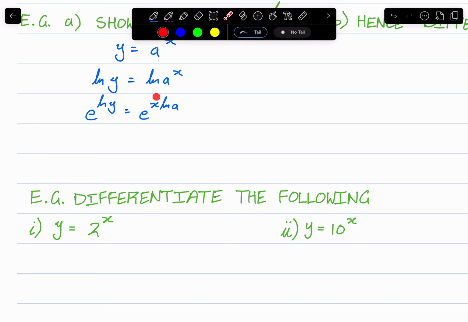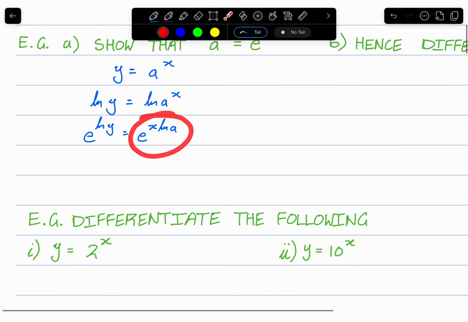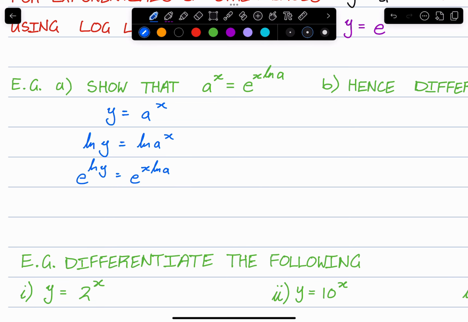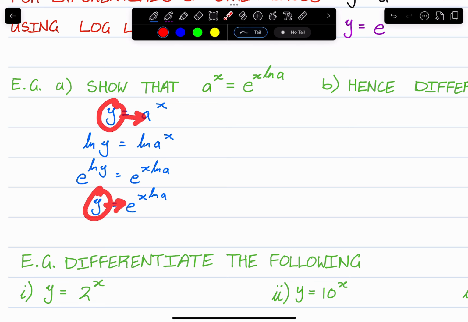Now, normally we would move this back and cancel the e and the ln, but we're going to leave the right-hand side in this form so that it looks just like this. But now these two can cancel, so we're left with y equals e to the x ln a. And there we have it. Look, y equals this and y equals this. So they are equal to one another.